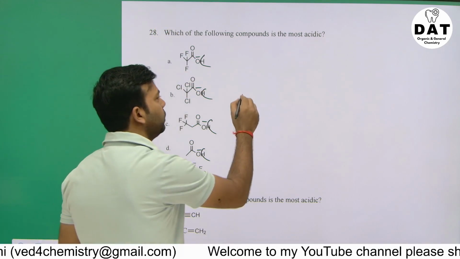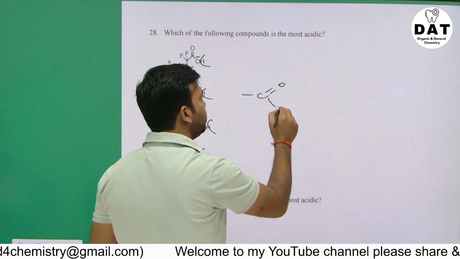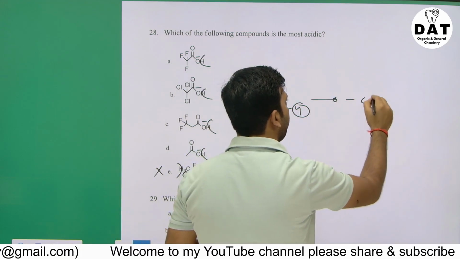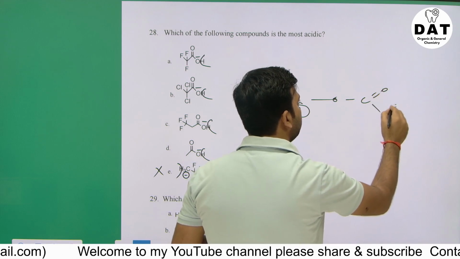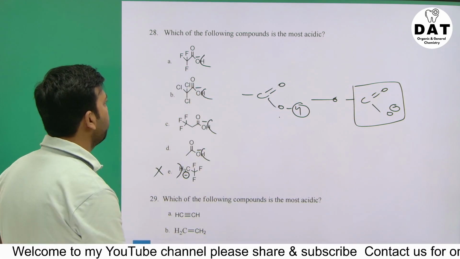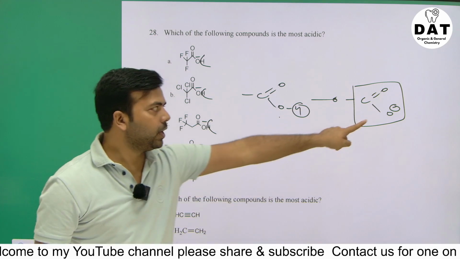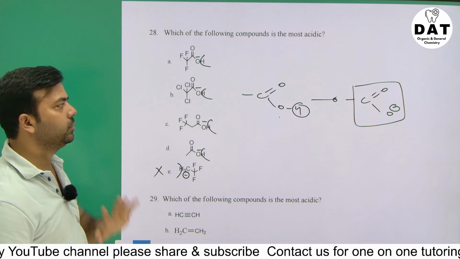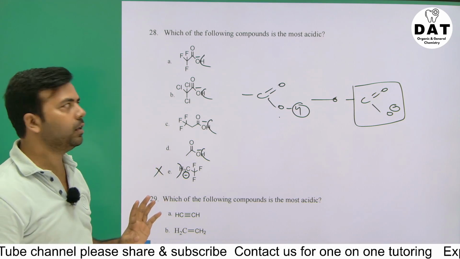Carboxylate is what? This is a carboxylic acid. So once you remove a hydrogen from a carboxylic acid, it forms carboxylate. So this is common in the rest of the options. Clear? So here we have resonance. So resonance is also common in A, B, C and D. So resonance is not the deciding factor.